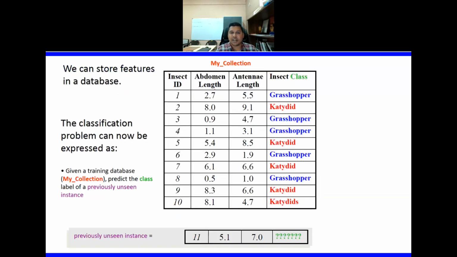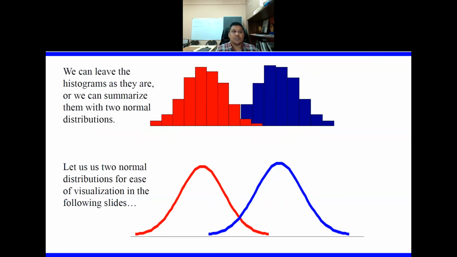Maybe you can see this data set. See, abdomen length 2.7, 0.9, 1.1, 2.9, 0.5, which are all less than 5. It is grasshopper. In the other case you see 8, 5.4, 6.1, 8.3, 8.1, which are above 5, they are katydids. Okay, so I am trying to represent them. We can leave the histograms and summarize them as two normal distributions like this. For some features they are matching.